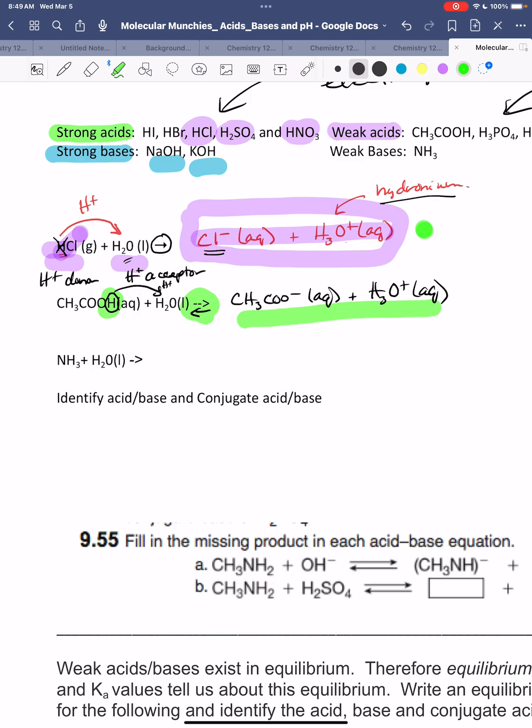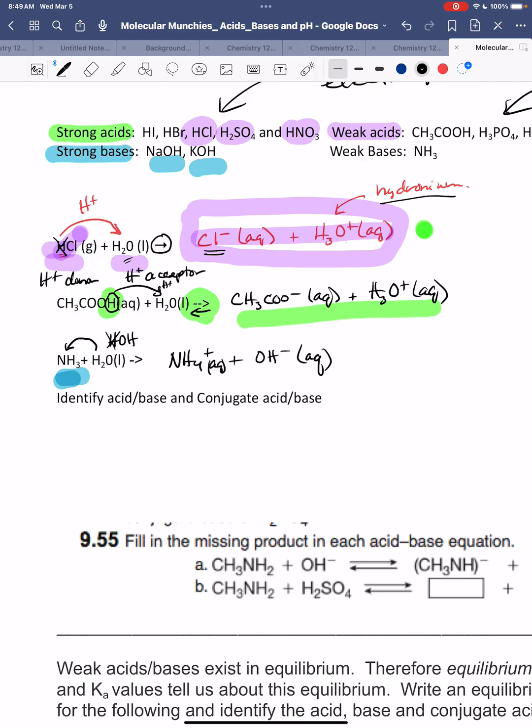Okay, when we do a weak base, we said a base is a proton acceptor. And so here is our base right here. This is ammonia. And so the hydrogen from the water gets donated this time. So the water actually is acting like an acid, which is kind of interesting. What we get here is NH4 plus. And what we get here, if you think about it, if this goes away, I'm left with OH minus, both aqueous.